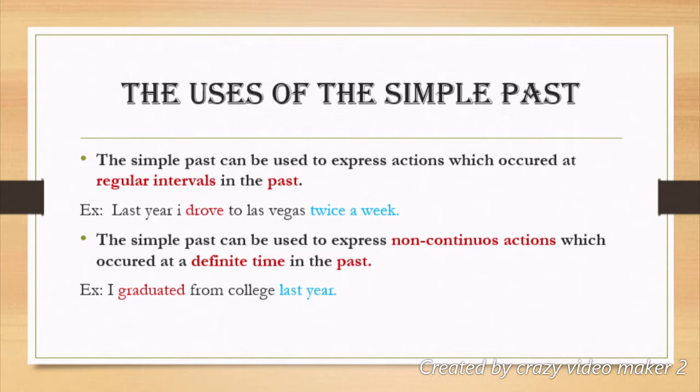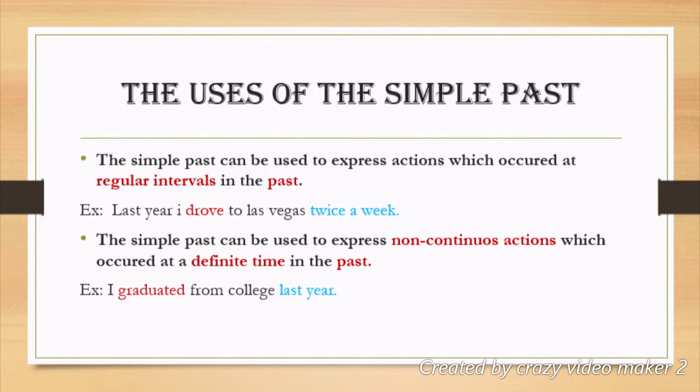The simple past can be used to express actions which occurred at regular intervals in the past. It means regularly, okay? In the past, of course. For example, last year I drove to Las Vegas twice a week. Twice a week indicates that this person traveled to Las Vegas at regular times.